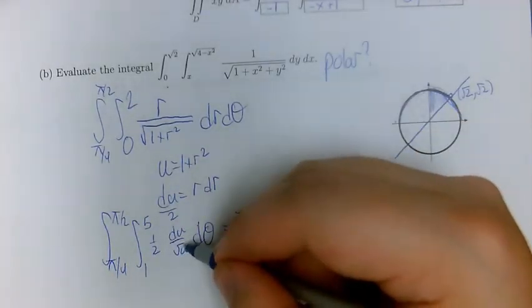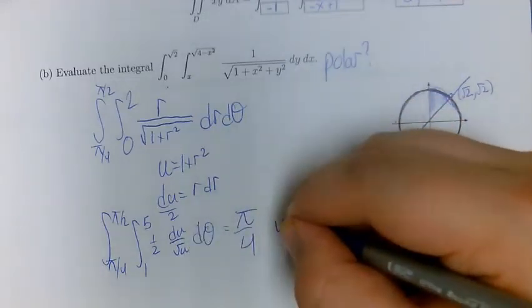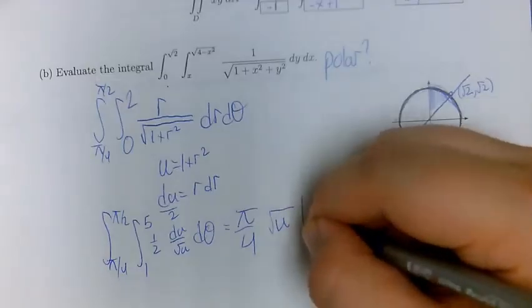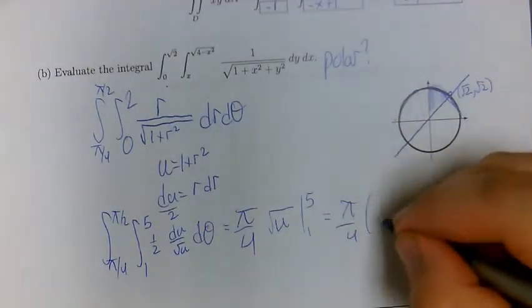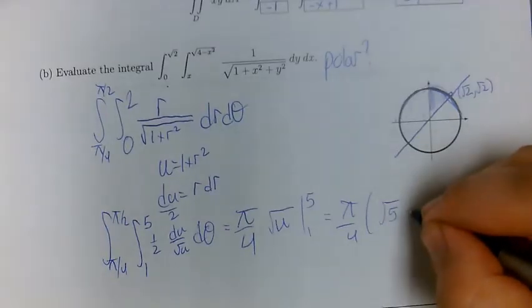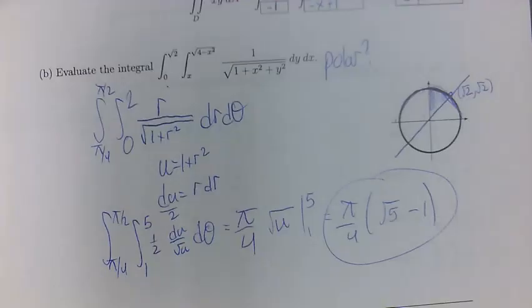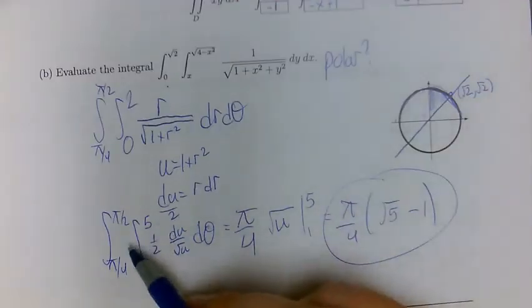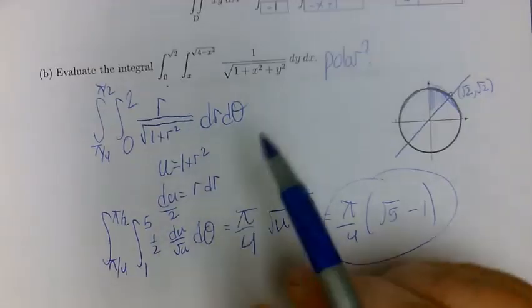And this, if I integrate 1 over root u by the power rule, I'm going to have u to the 1 half from 1 to 5. So in summary, this is going to be pi over 4, and then we have root 5 minus root 1, or just 1 right there. So that's going to be the value of this integral. So again, we use the multiplication trick to save a bit of time, since this didn't have anything to do with theta at all.